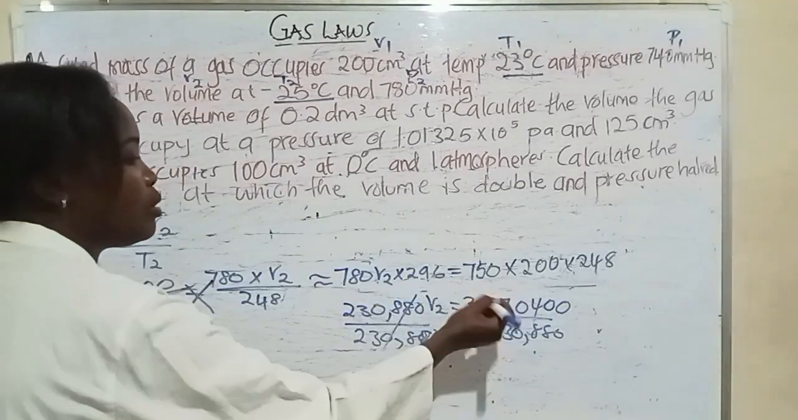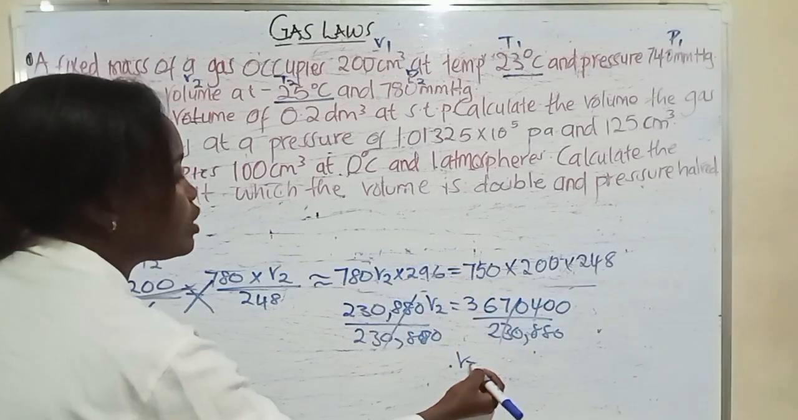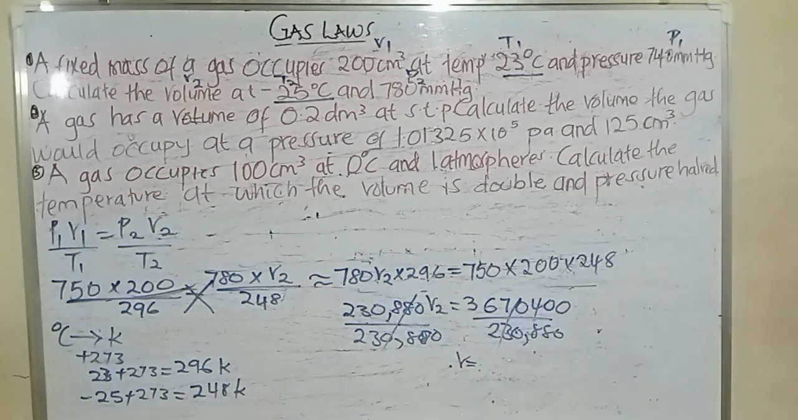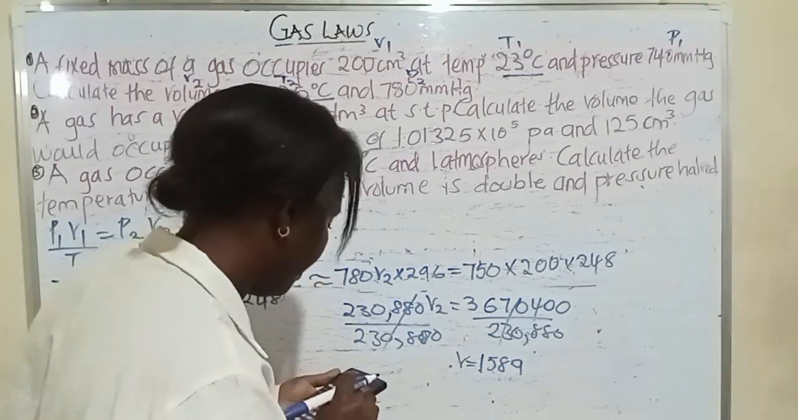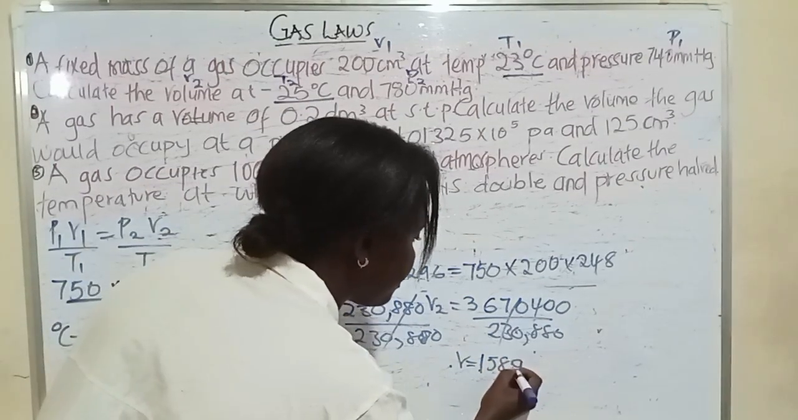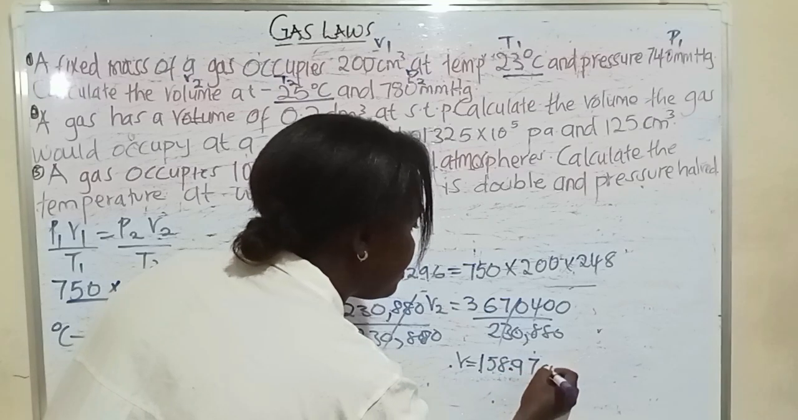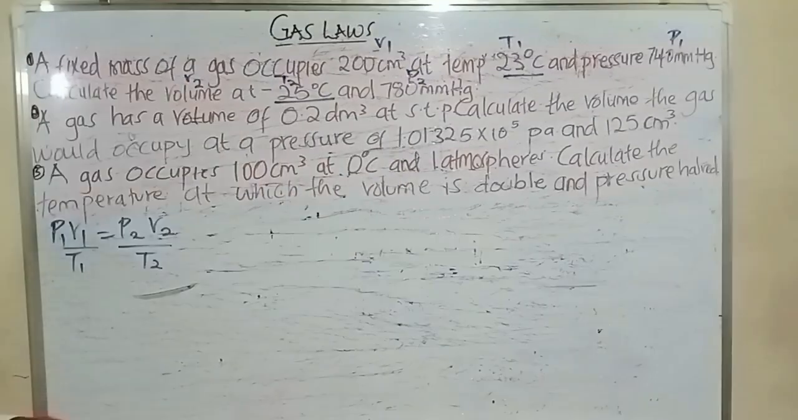That and that cancels out, and you finally get your V2 as 158.97 centimeters cubic. Now let us go to the second question.